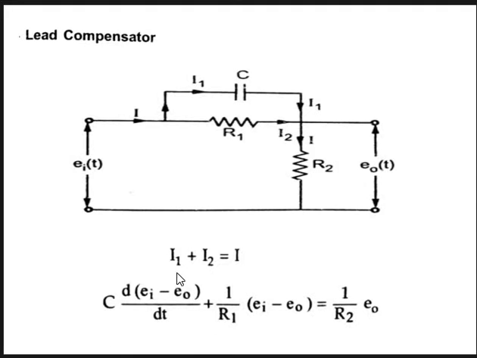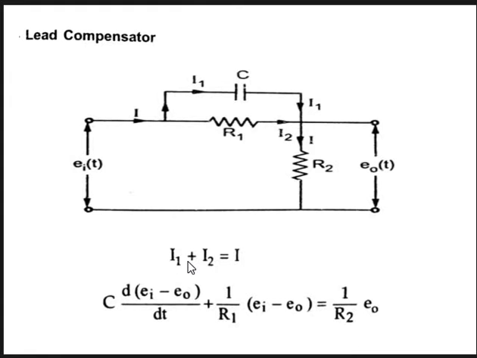So now I want to calculate the current I1 through the capacitor, that is C into d by dt of initial voltage minus final voltage, that is ei of t minus e naught of t, plus the current flowing through the resistor R1, that is 1 by R1 into ei minus e naught, which is equal to the current flowing through R2, that is 1 by R2 into e naught.